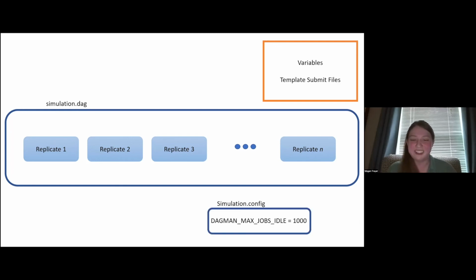I also can take advantage of these config files, and specifically max job idle. So I can submit millions of jobs without having to worry about overloading the node, because this is only going to submit 1,000 at a time. That way I can run my big, huge data sets without having to worry about submitting them in small batches. So that's really a benefit.